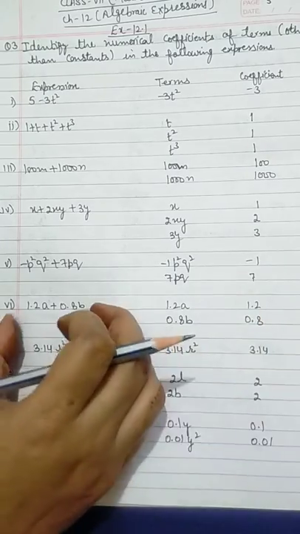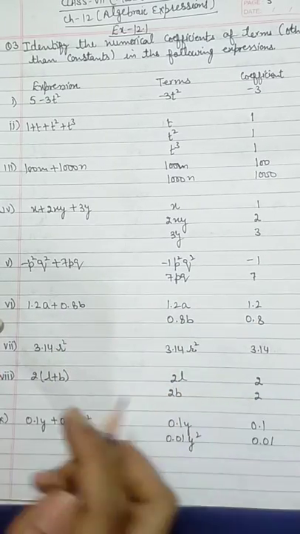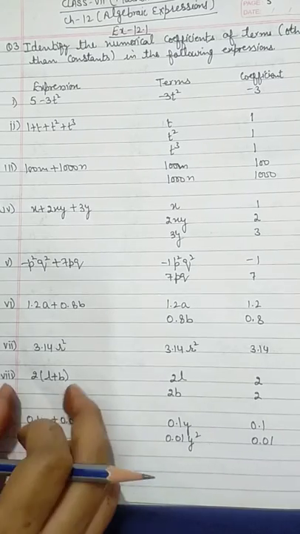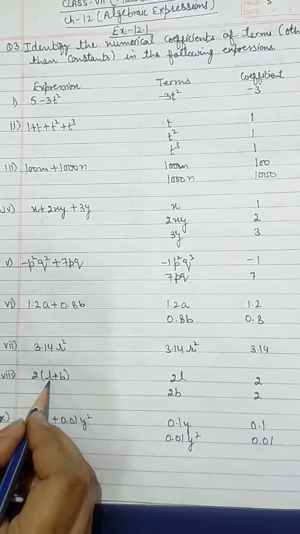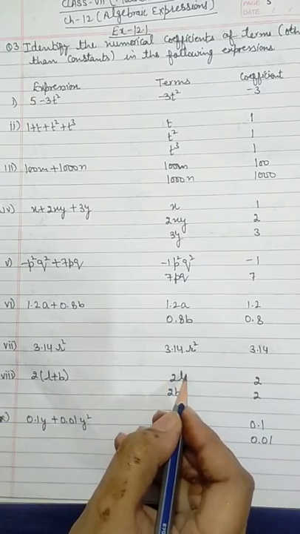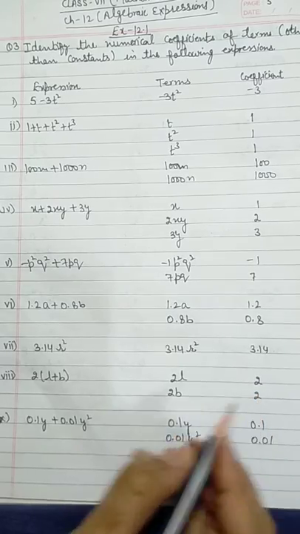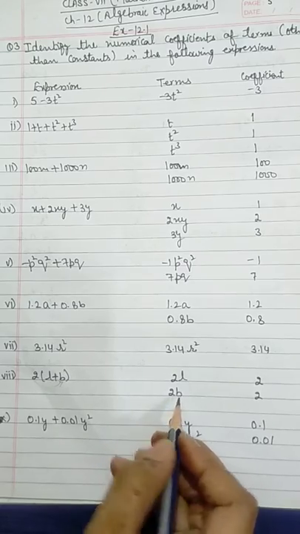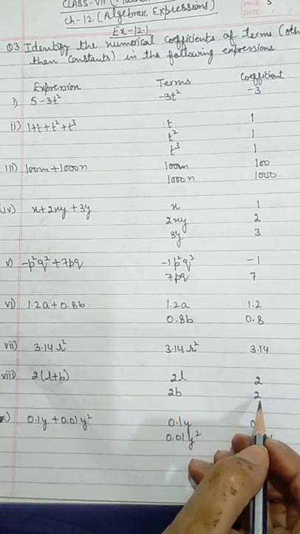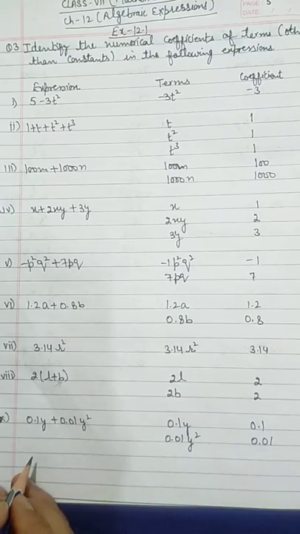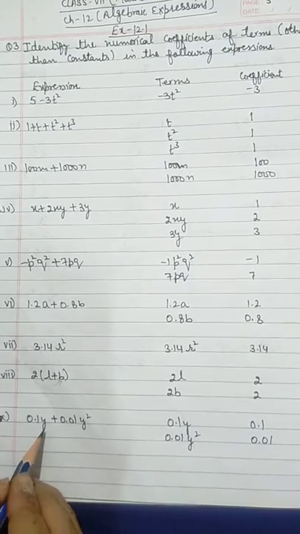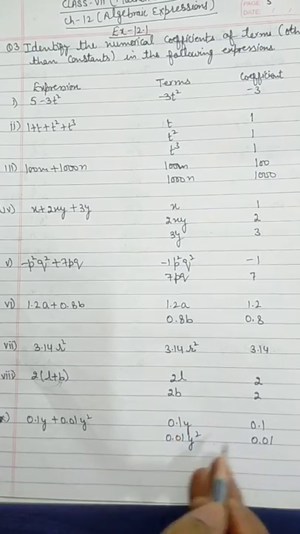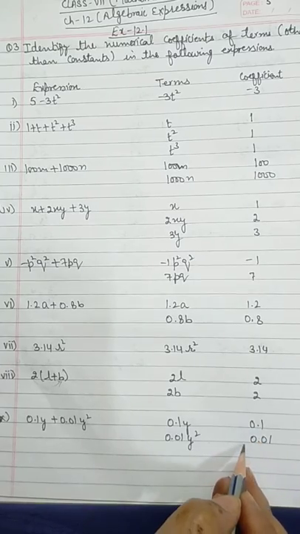In the same way we write the coefficients and terms, and I am going to move to the 8th part, where we are having 2 into (L plus B). When I open the bracket, 2 will be multiplied by L, so it will be 2L. The term is 2L and the coefficient will be 2. Then 2 multiplied with B gives 2B, and the coefficient will be 2 again. In the last part, 0.1y plus 0.01y square, write the terms separately and write their coefficients, that is 0.1 and 0.01.